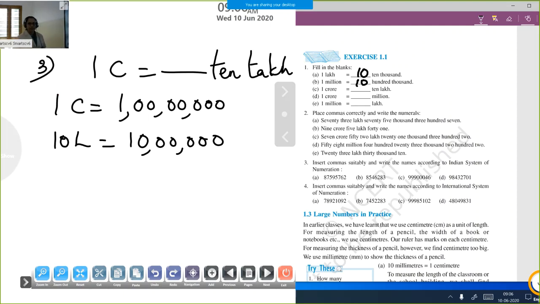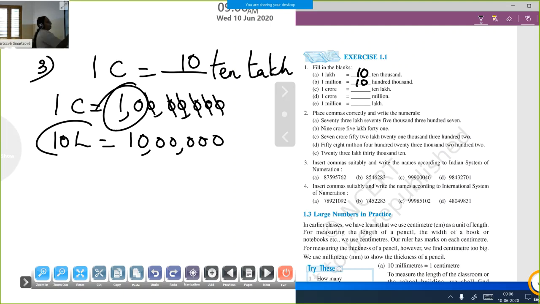See, 10 lakh has 6 zeros. So remove 6 zeros from this 1 crore. You will get how many 10 lakhs there are. Teacher is removing 1, 2, 3, 4, 5, 6. What is remaining? 10. That means 10 lakhs make 1 crore.